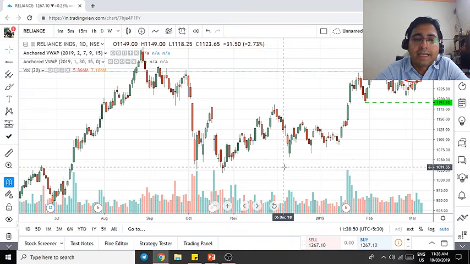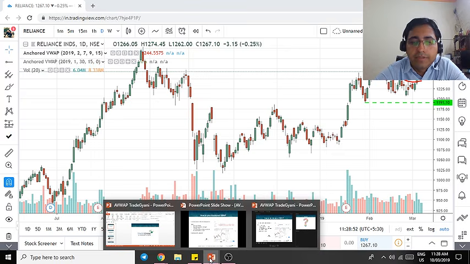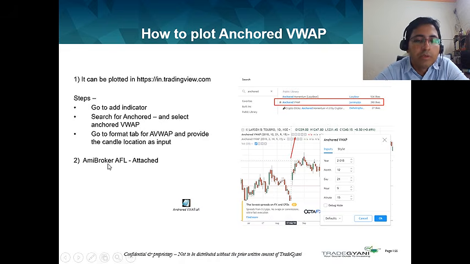Moreover, the second part, to plot AVWAP in your AmiBroker. I have an AFL which is attached to this PPT. For circulation, we'll be circulating this anchored VWAP AFL, which can be used in your AmiBroker, and you simply provide a candle as input in that also. So the process remains the same.